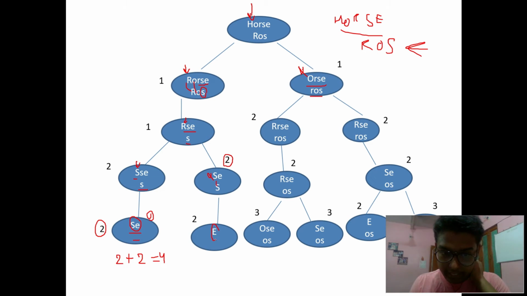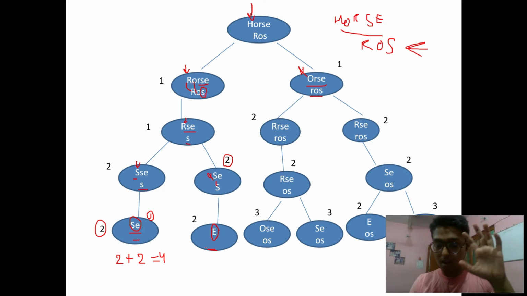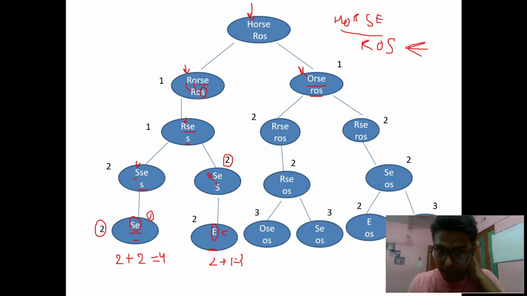So I need to match E left in the first string with nothing in string two. For matching nothing in string 2, I need to delete character E from the first string, which will result in one operation. It is 2 plus 1, which equals 3 operations, right? So total here we have 3 operations.